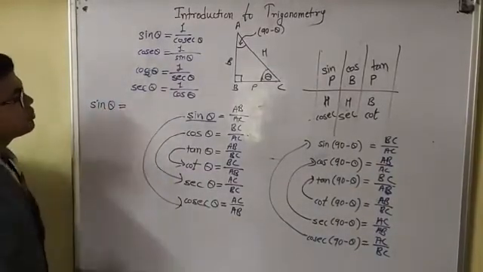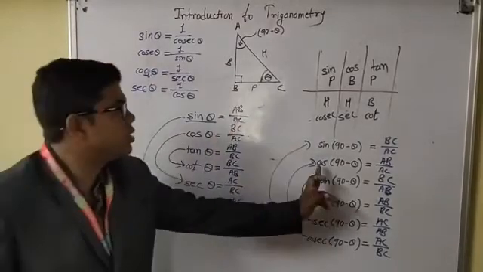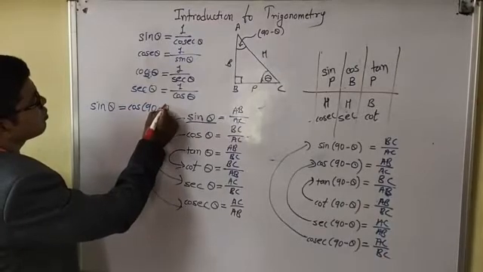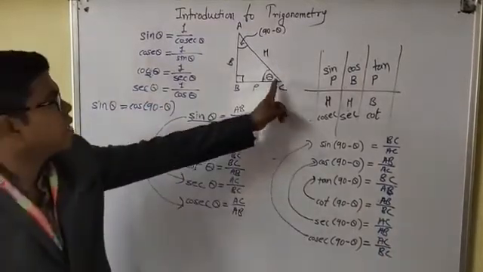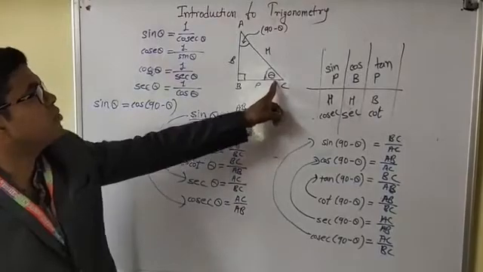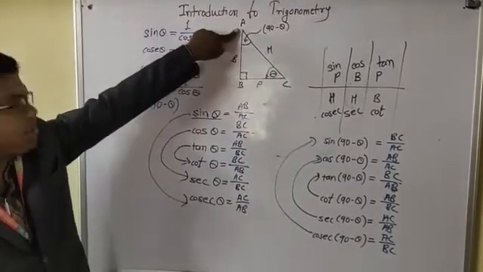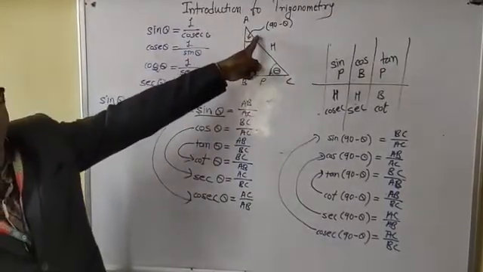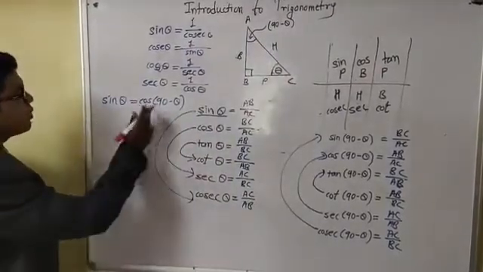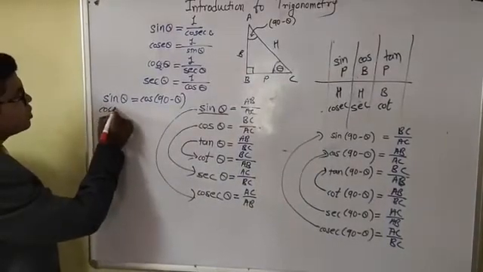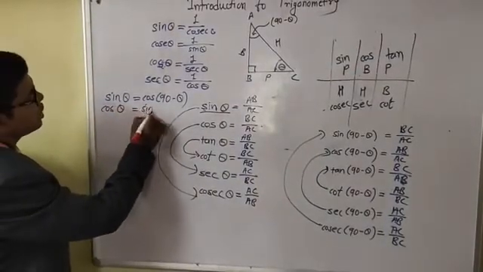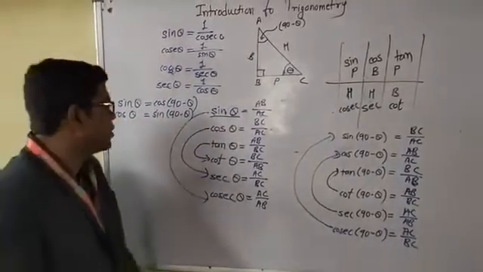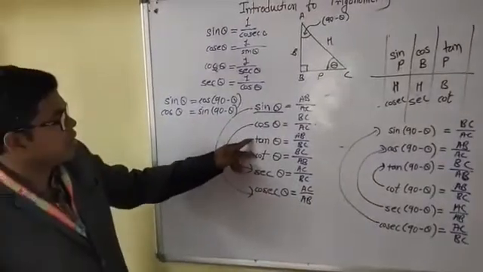Sine of theta, AB upon AC, is equal to cos of 90 minus theta. Sine of angle C will be equal to cos of angle A. That is called sine of theta is equal to cos of 90 minus theta. Similarly, and vice versa, you can say cos theta is equal to sine 90 minus theta. Please remember these relationships.